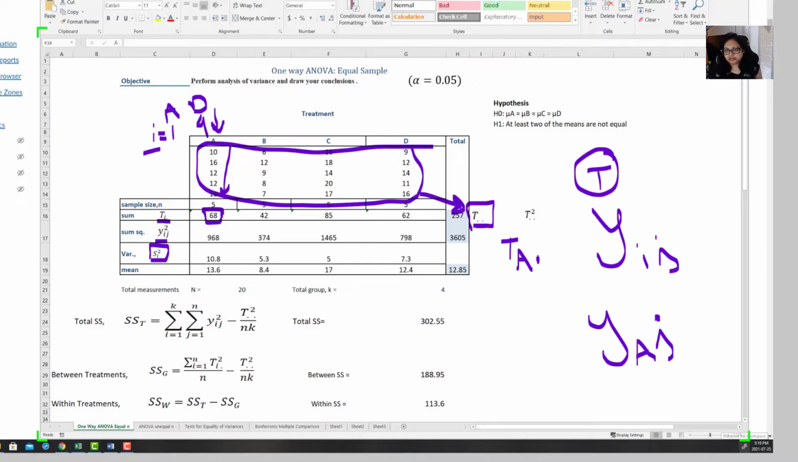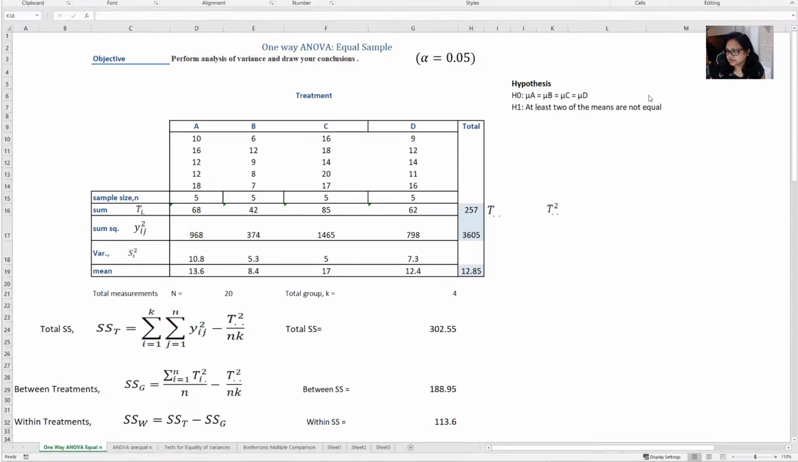Okay, so let's go back. Over here, I tried to calculate all of them first. I also calculated the squares, taking the square of each of the values and summing them. After I sum them, for each of those treatments I also find the sum of those four values.